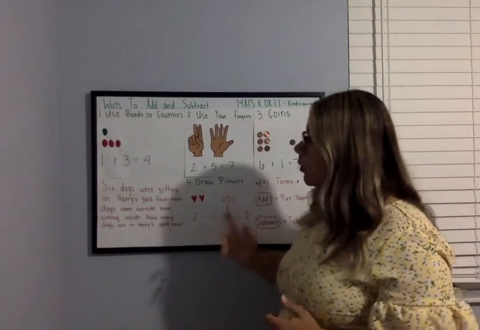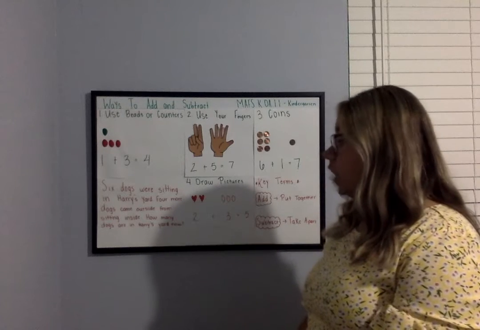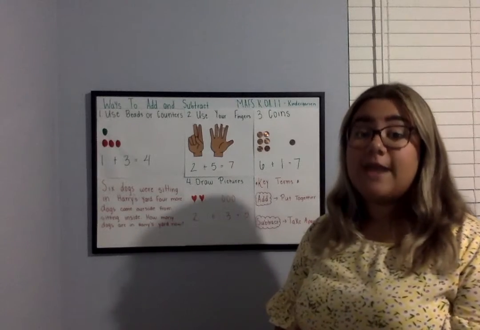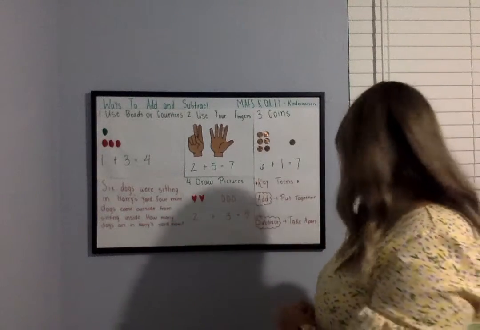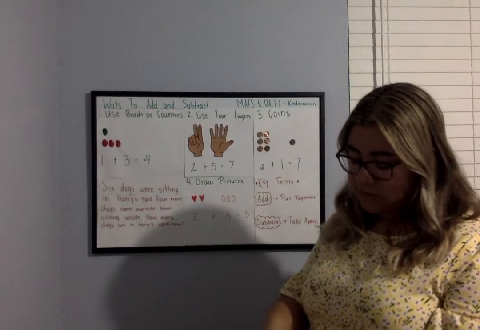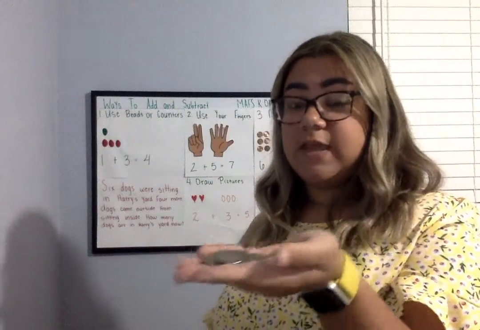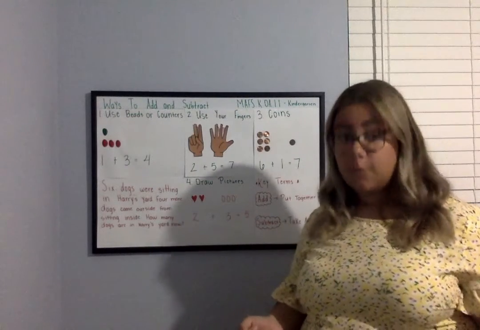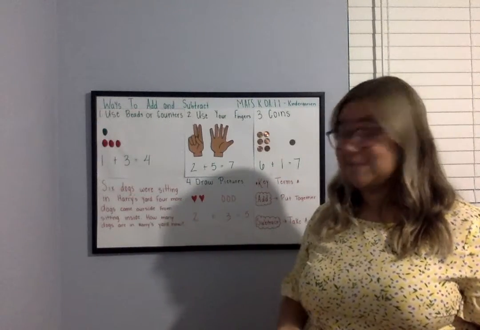So for example, one word problem would be 6 dogs were sitting in Harry's yard. 4 more dogs came outside from sitting inside. How many dogs are in Harry's yard now? So if we wanted to use the coin method for this example, we would start with 6 coins. So you'd have students pull 6 coins like this. So they can have them in their hands, they can have them on their desks, but they just need to have 6 pulled away.